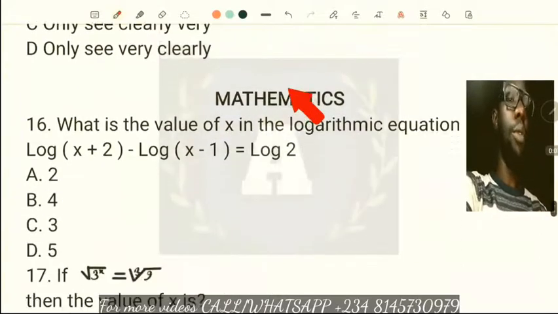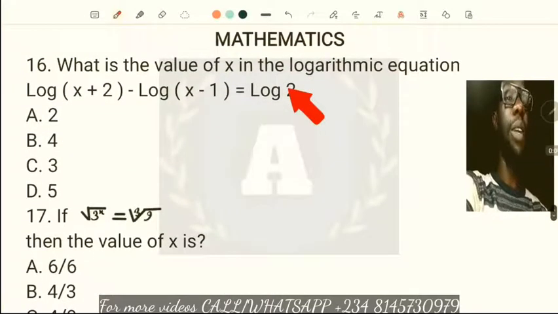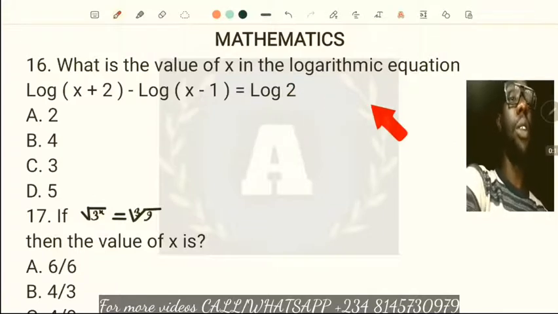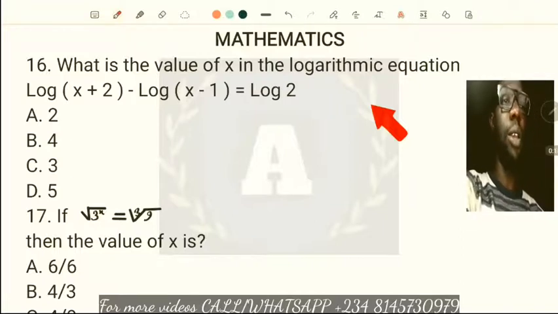Now I quickly move to the next segment, which is mathematics. You have to be fast when you are solving questions that involve post-UTME, because you're going to be given just limited time to answer your question.